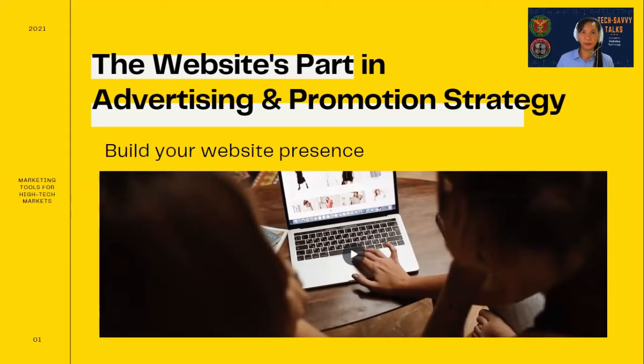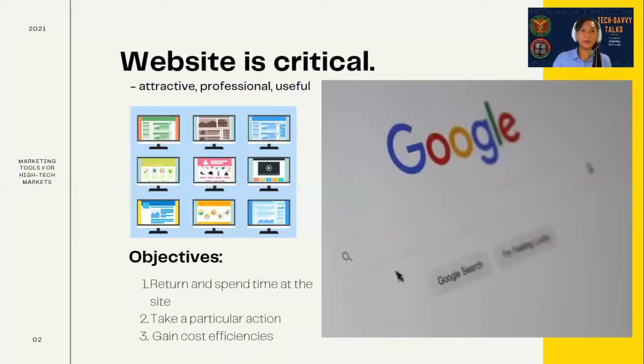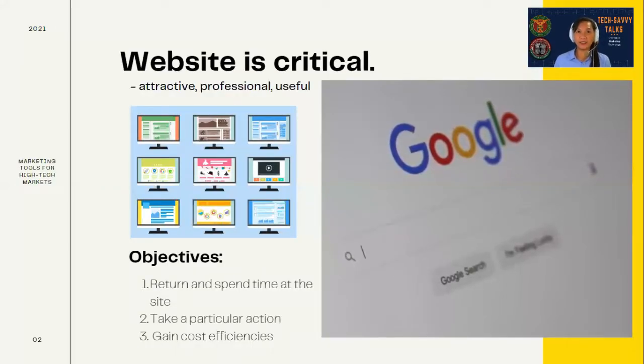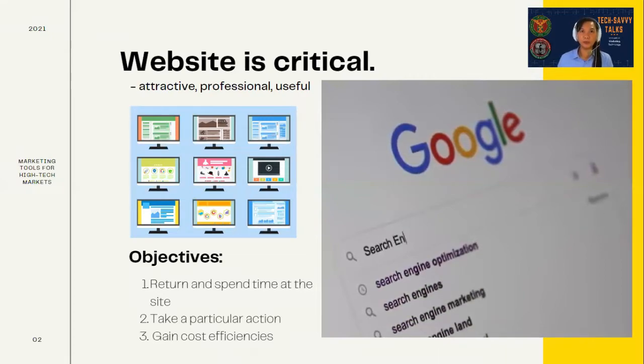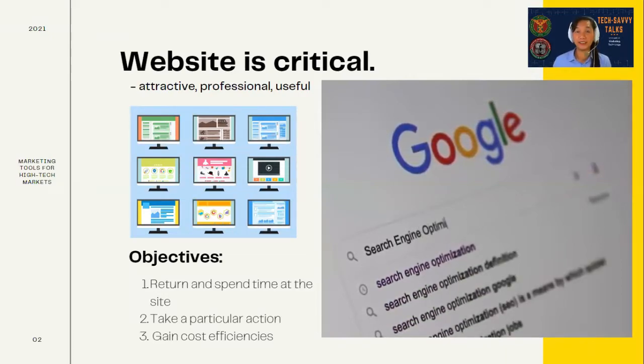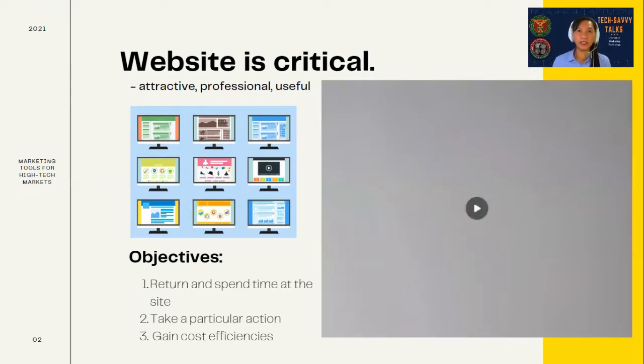a high revenue and profit. First, we need to understand that a website has a crucial role and a company must do more than simply placing its existing information online. Users want a meaningful online experience when using the website. Hence, as marketers, we want the website to be attractive, professional, and useful. In the end, we want our users to spend more time using the website, conduct a particular action, and lastly, gain cost efficiency.